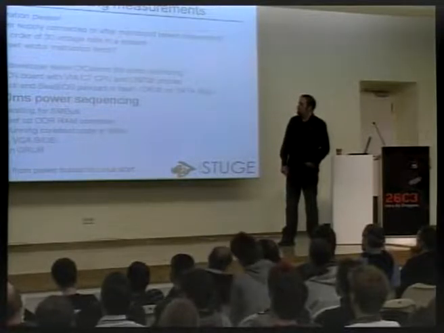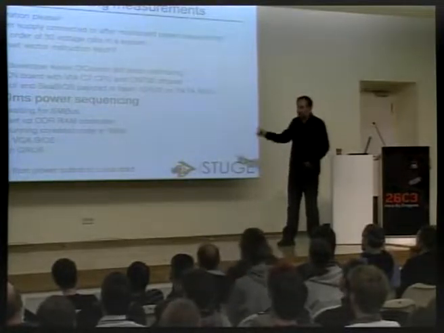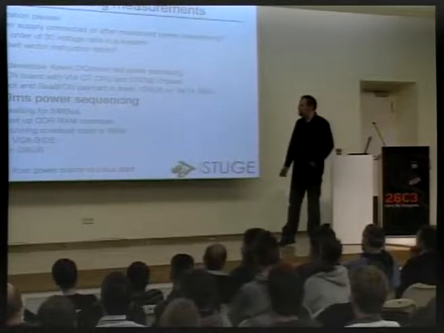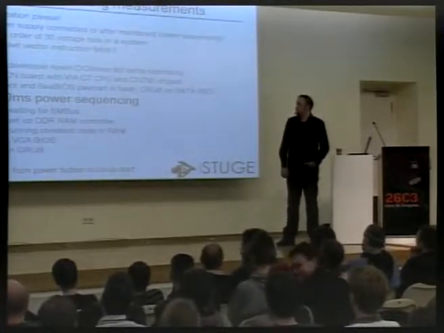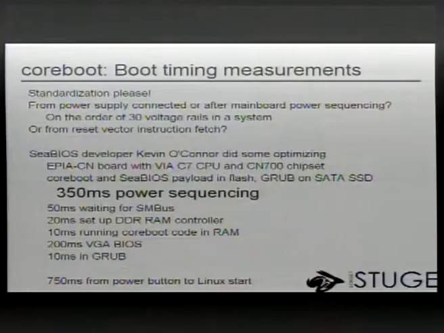Then 50 milliseconds waiting for the SMBus to initialize, so that you can read the EEPROM from the DIMMs. 20 milliseconds to set up the DRAM. 10 milliseconds for the coreboot code that does the PCI bus and device initialization. 200 milliseconds for running the VGA BIOS to get some graphics. Of course, that's just a blob, so we can't really change it. We just have to live with it.